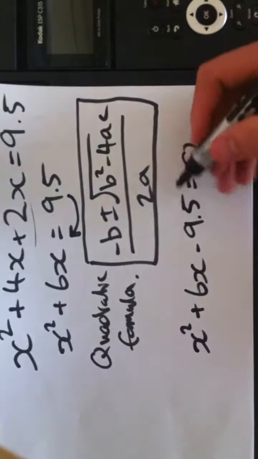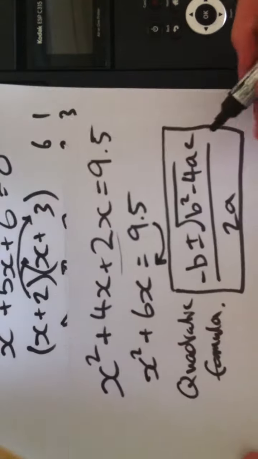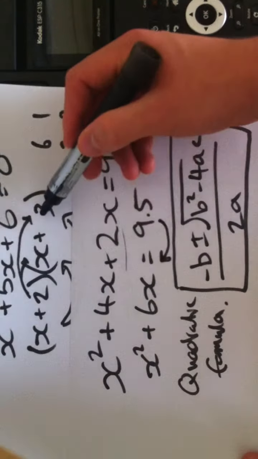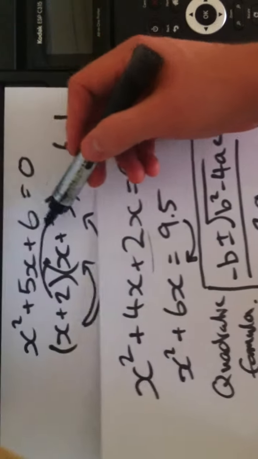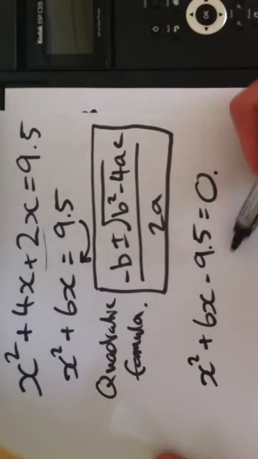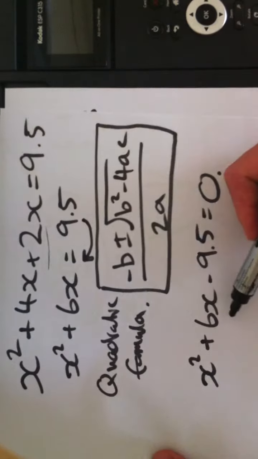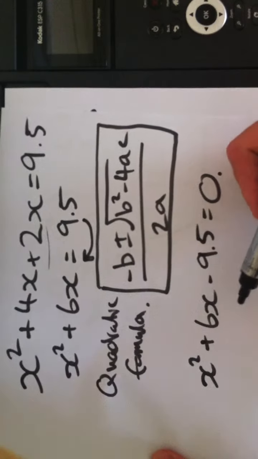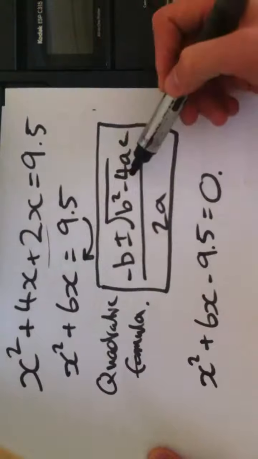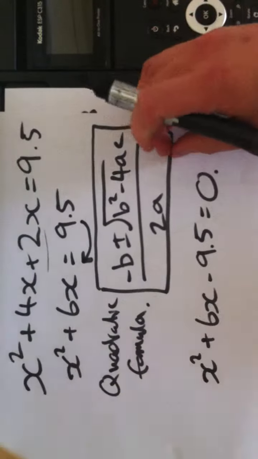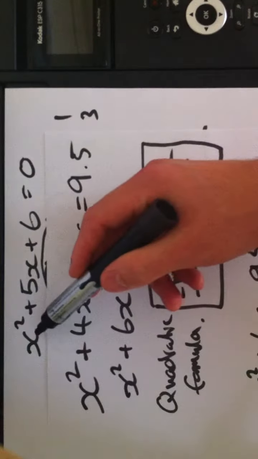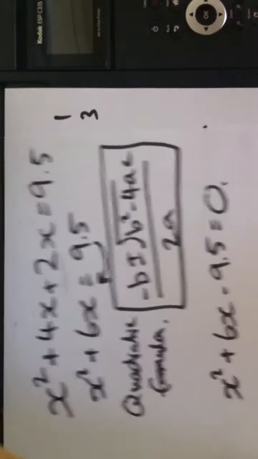Okay, I can't find two numbers that times together to make 6, like in this one. 2 times 3 makes 6. I can't think of two numbers that times together to make 9.5 that add together to make 6. I just can't think of a whole number, so it's not going to be easy. So I'm going to use the quadratic formula instead. It will work, even for this. If I put the values from my example above into this quadratic formula, it would work.